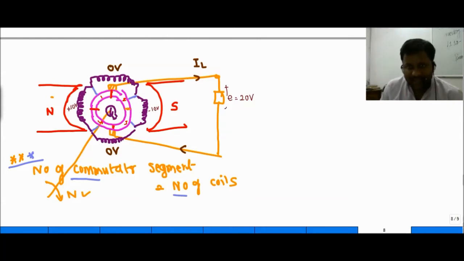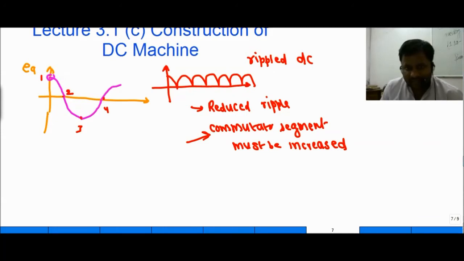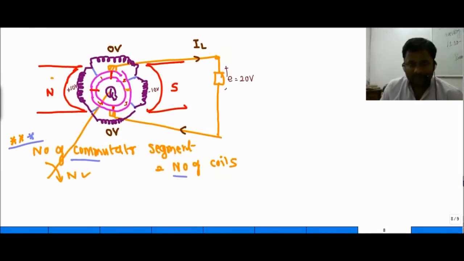I have just given a line that whenever the commutator segments increase, the ripple content decreases. How can we achieve this? That we have to understand. So let us take a point. This is point A. This is the coil A. This is the coil B. This is the coil C. This is the coil D.